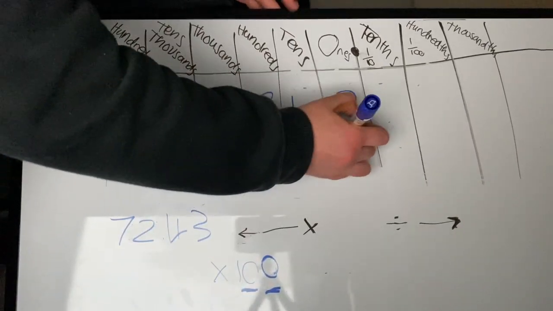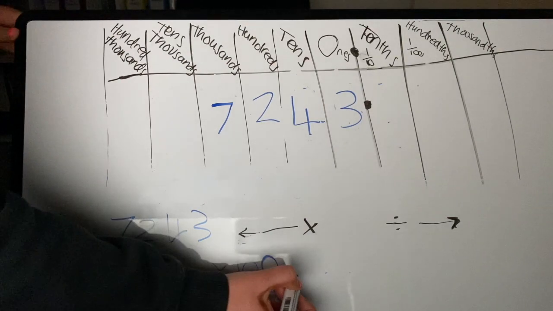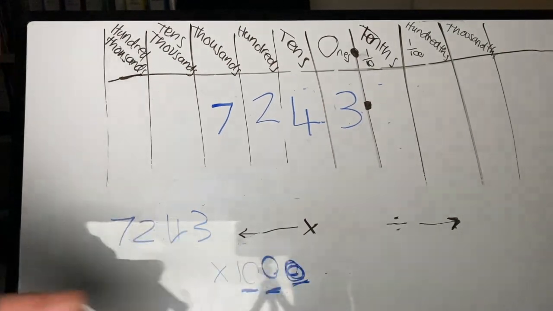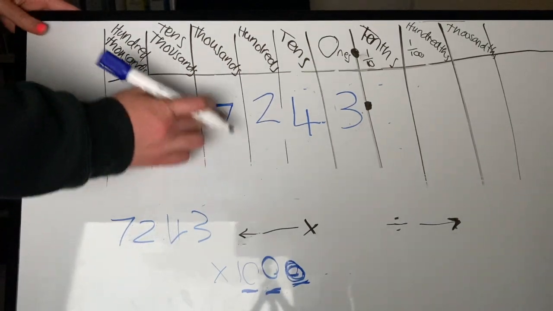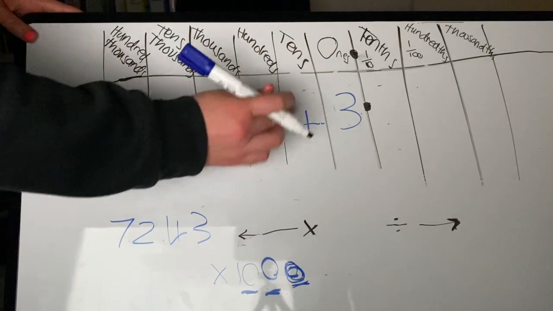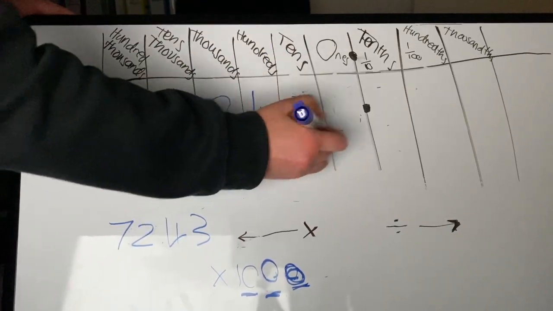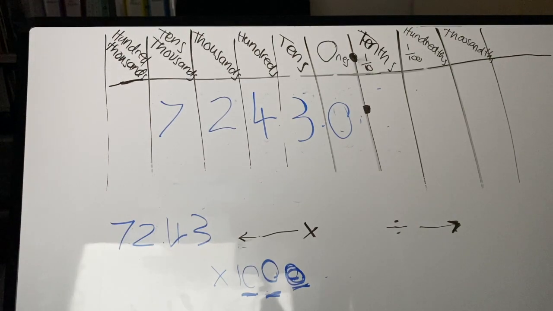4 in the tens and 3 in the ones to make 7,243. Finally, if I'm timesing by 1,000, everything needs to move 3 place value columns to the left, and we have a number which is 1,000 times bigger than what we started with, 72,430.